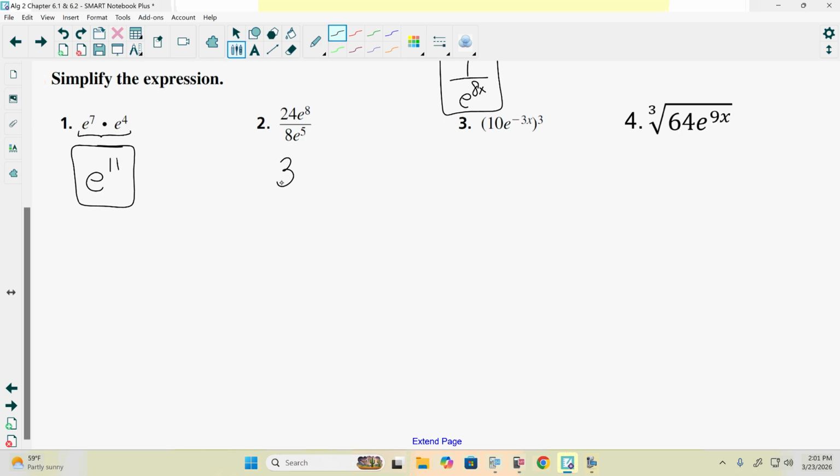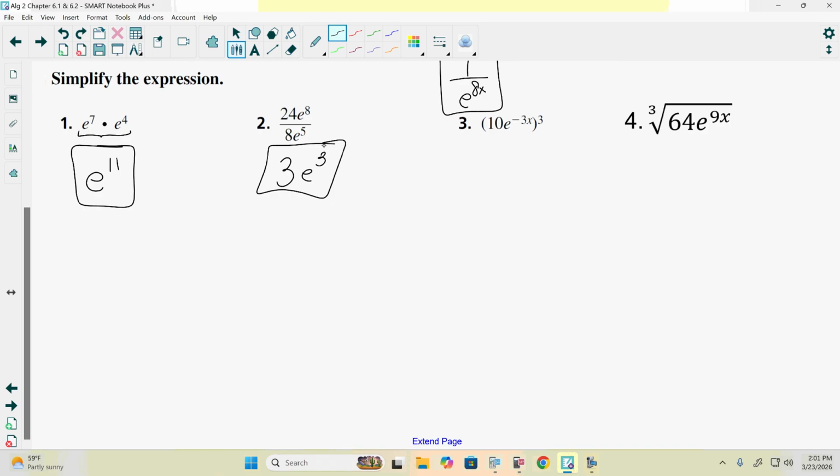E to the 5th, we're dividing it by e to the 8th. E to the 8th over e to the 5th. When we divide like bases, we subtract the exponents. 8 minus 5 is 3. Is it bigger on top or bottom? Top, yes. So it's going to stay on top. If the e to the 5th had been on bottom, so e to the 5th over e to the 8th, we still say 8 minus 5 is 3. Since it's bigger on bottom, it will stay on bottom.